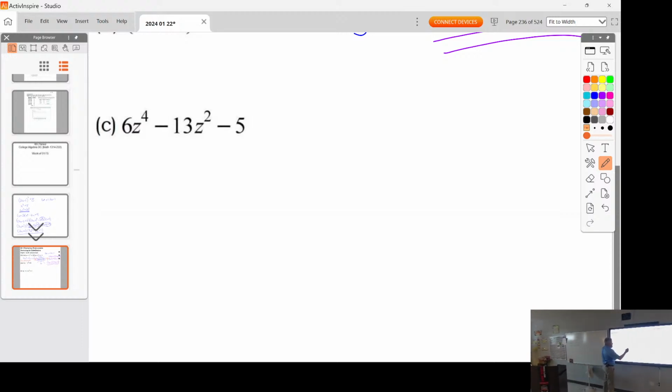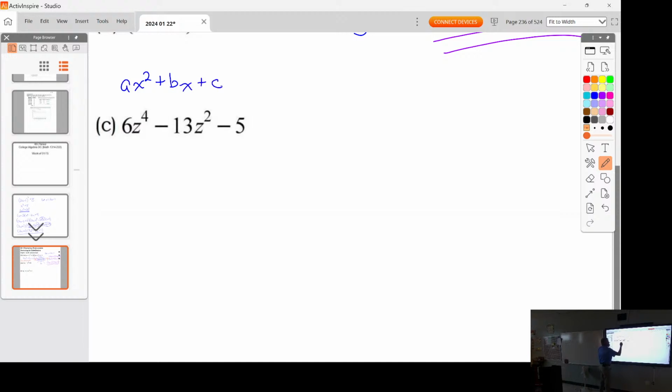I see where you're going with that. Okay, in a quadratic we have ax squared plus bx plus c, right? This is a z squared. I want it to be an x. So can I just say x is z squared? Let x equal z squared. Can I do that?